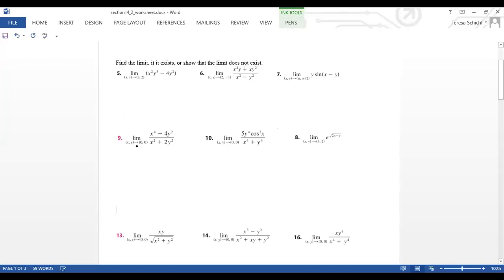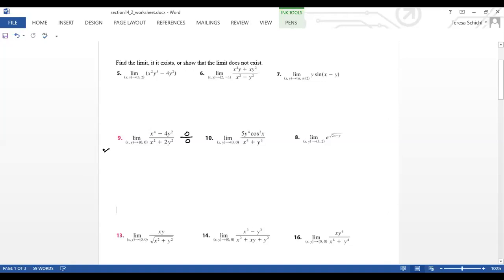So we want to find the limit as (x,y) approaches (0,0) of (x^4 - 4y^2)/(x^2 + 2y^2). Now if you plug in x equal to 0, y equal to 0, what are you going to have? You're going to have 0 over 0. So when it's 0 over 0, this is an indeterminate form. One way we can do it is, remember I mentioned in the lecture series, if we can prove the limit does not exist, maybe it's easier. So let's take a look.